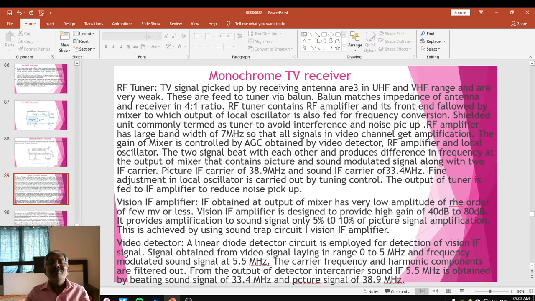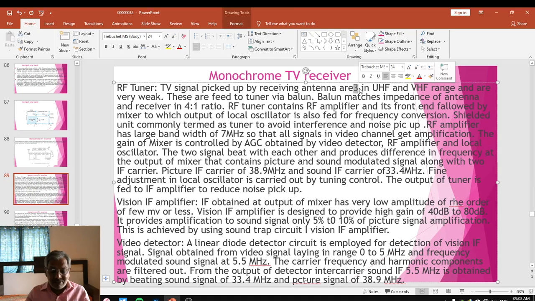RF tuner. Television signals picked up by the receiving antenna are in the UHF and VHF range and are very weak. These are fed to the tuner via a balun. The balun matches the impedance of the antenna and receiver in a ratio of 4:1. The RF tuner contains the RF amplifier and its front end followed by the mixer, to which the output of the local oscillator is also fed for frequency conversion. Already we have studied it. It is presented in the block diagram also.